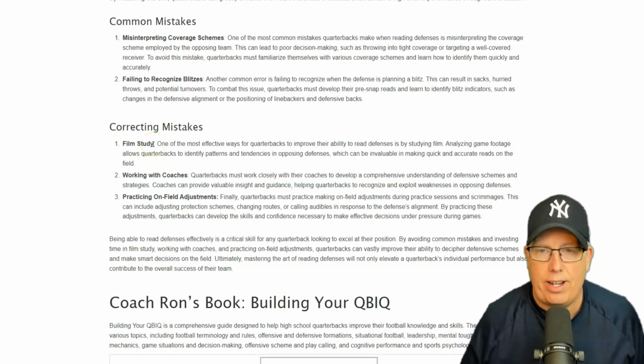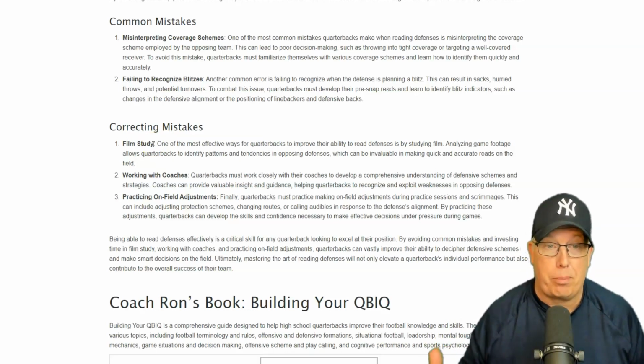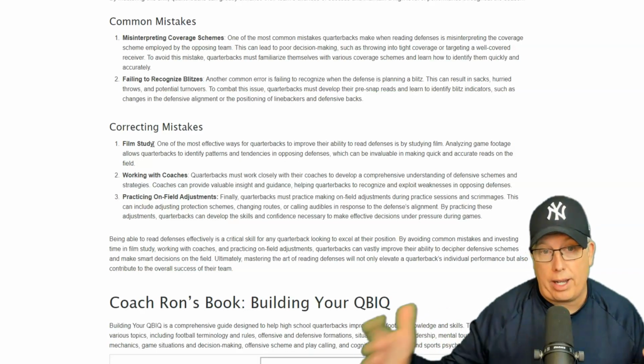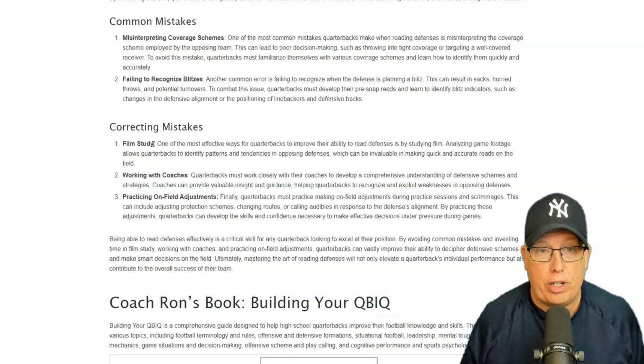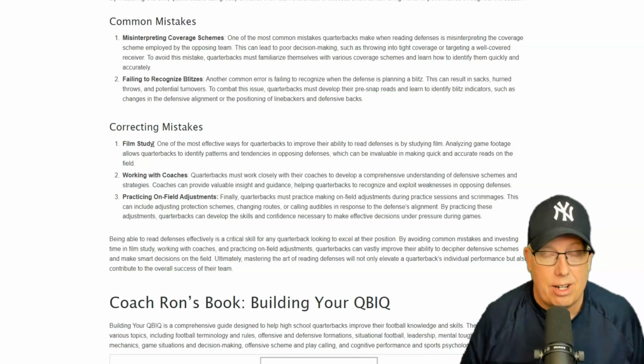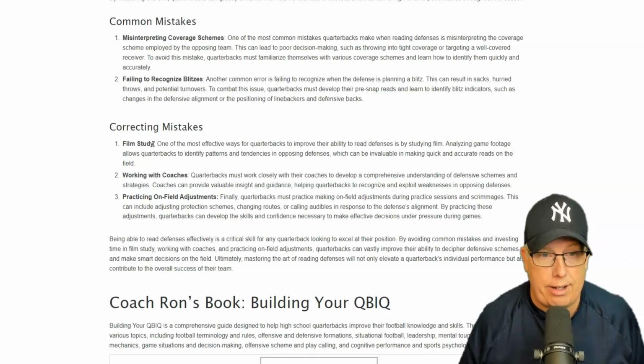And some of the things to correct those mistakes: get in the film room. Get in the huddle, find out, after practice, if you've got a team that films your practices, and if you don't, you should ask your coach, we should really film our practices. This way it helps me off the field when I get home, and I can really take that film study and pick up some tendencies and some indicators to help me with my development of reading defenses.